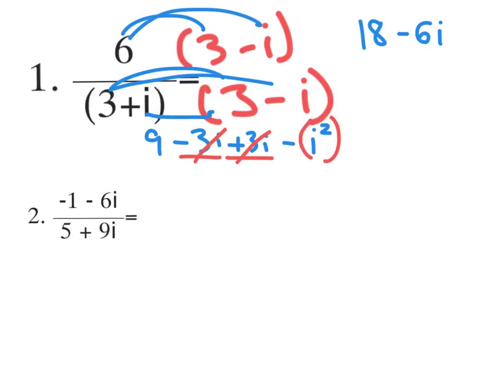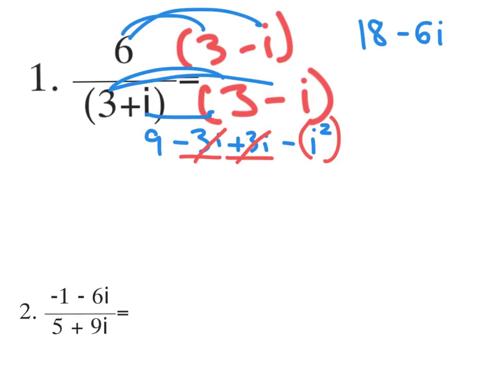So let me move this to the side. What I really have is 9 minus a negative 1, because i squared is really a negative 1. And this is all in the denominator. So what I really have is 10 in the denominator. So my top is 18 minus 6i, and on the bottom I do have 10. So this is my answer so far.